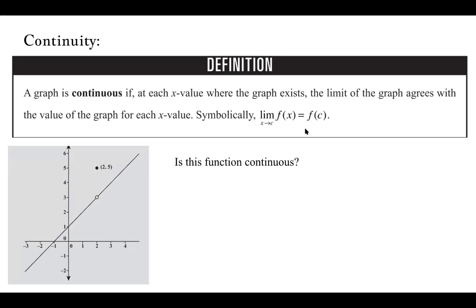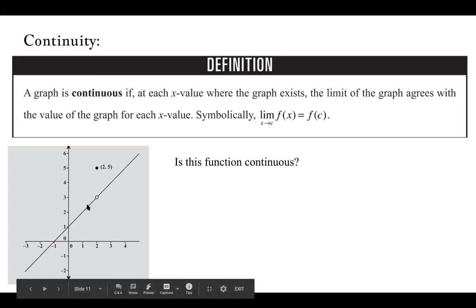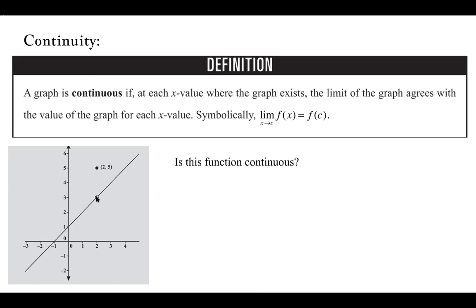So is this function continuous? Another way to imagine continuity is a graph is continuous if you don't have to pick up your pencil to draw a break in the function or an asymptote or a hole. So if you have to pick up your pencil, then that would mean that it's not continuous. So in this case, well, it seems pretty continuous, but right here at 2, we have a hole, and f of 2 is actually equal to 5.